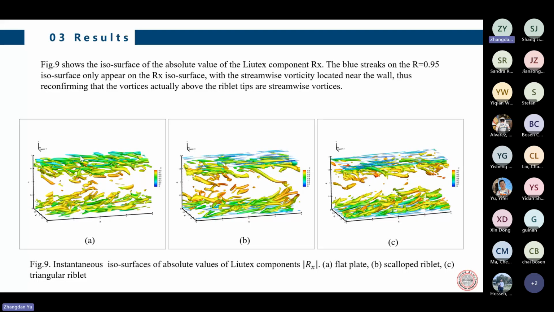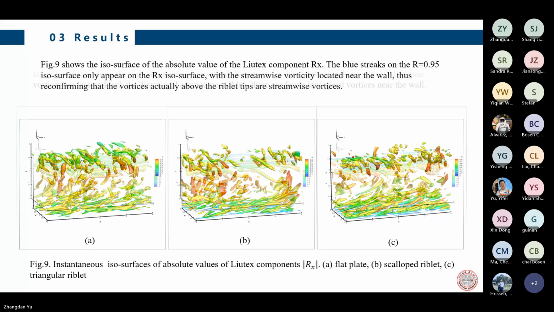Figure 9 shows the isosurface of the absolute value of the Liutex component Rx. The blue stripes on the R equal to 0.95 isosurface only appear on the Rx isosurface, with the streamwise vortices located near the wall, thus revealing that the vortices actually above the riblet tips are streamwise vortices.